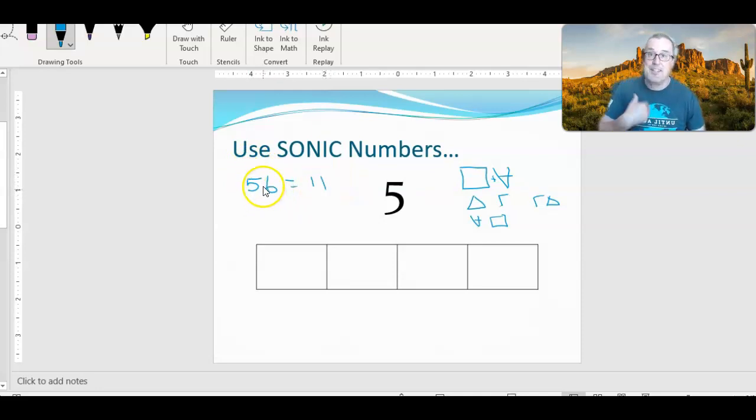So if you have 56 years of age, you don't put a 5 next to a 6 and imply that it means 5 plus 6 is 11. That doesn't make sense. So push pause, try again.